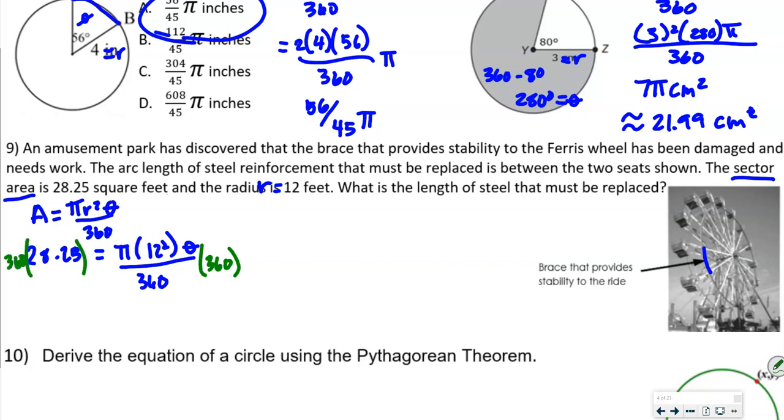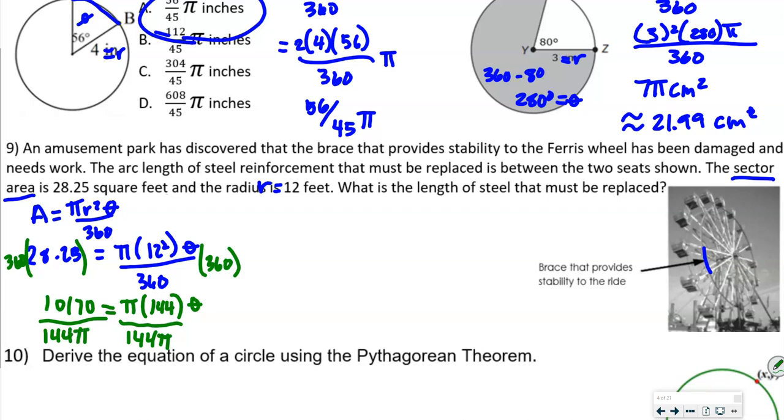Okay, so that I can get rid of that from the denominator. And when I do that, I get 10170 equals pi, and I'm going to go ahead and compute that 12 squared, that's 144. And our theta. Now we're going to divide both sides by 144 pi. That's going to leave me just with my theta, okay?